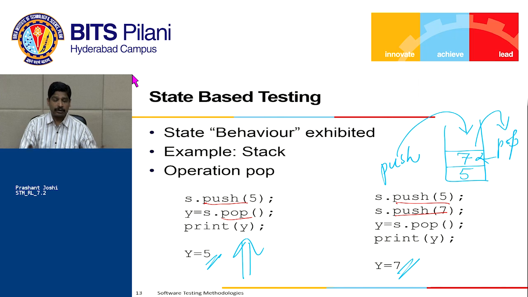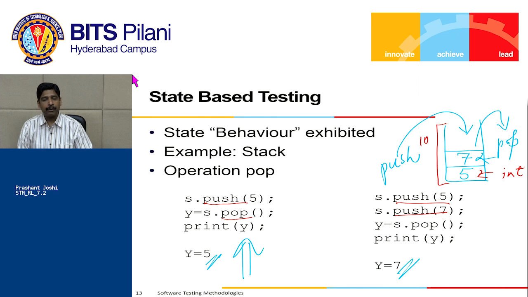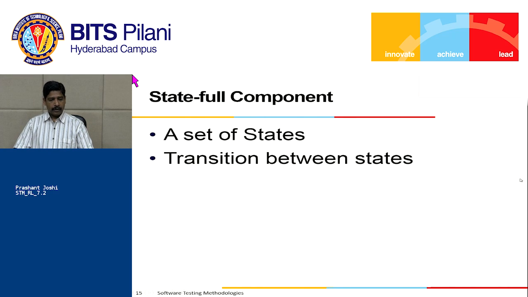So I could say the stack is composed of functions like print, push, and pop. But the behavior has to be modeled in terms of a lot of things. Say, for example, it can take 10 elements. Each element can be an integer. I can push items and I can pop items. Every pop operation pops one item, every push operation pushes one item. So on and so forth. A stateful component would always be a set of states and transitions between the states.